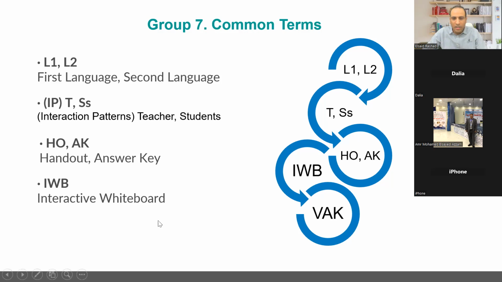Very good. So the final thing is VAK. What is VAK? Visual, auditory, kinesthetic. So some students are visual, they learn by seeing. Some students are auditory, they learn by hearing. And some students are kinesthetic, they learn by doing things and by reading and writing.